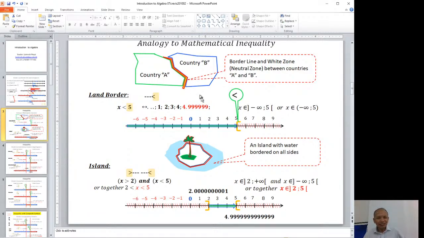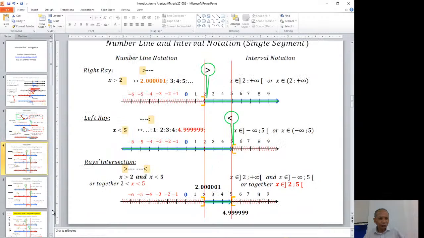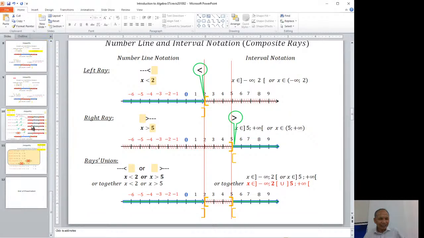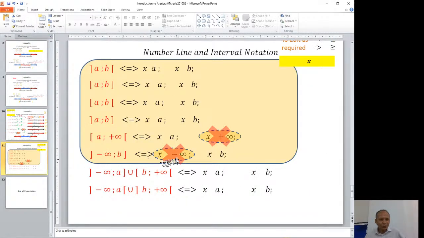So you have to revisit all these first two slides, and then you continue down, and then you practice with the last two. You begin with the first two slides, and then you end with the last two slides.